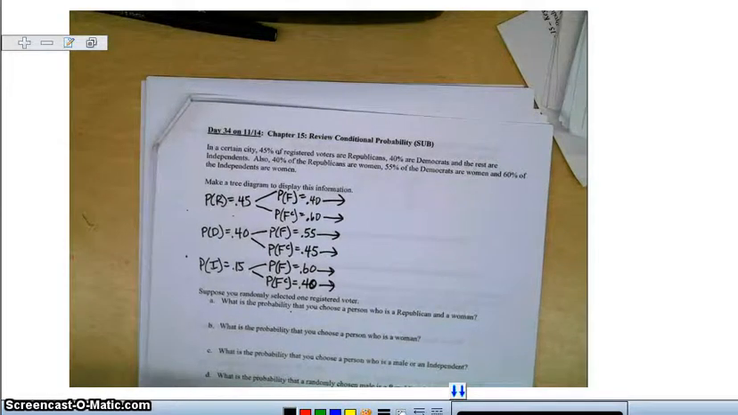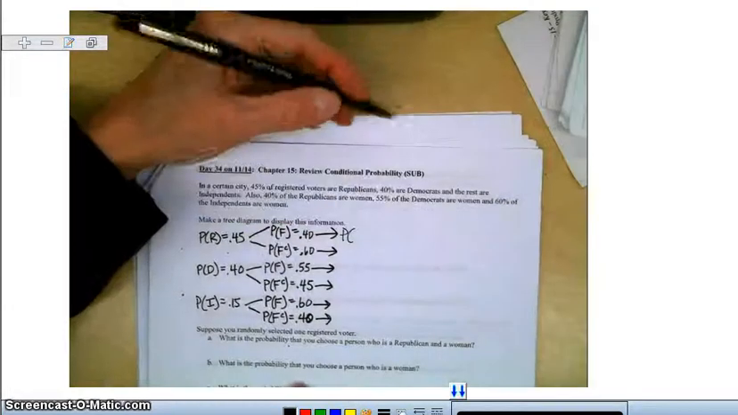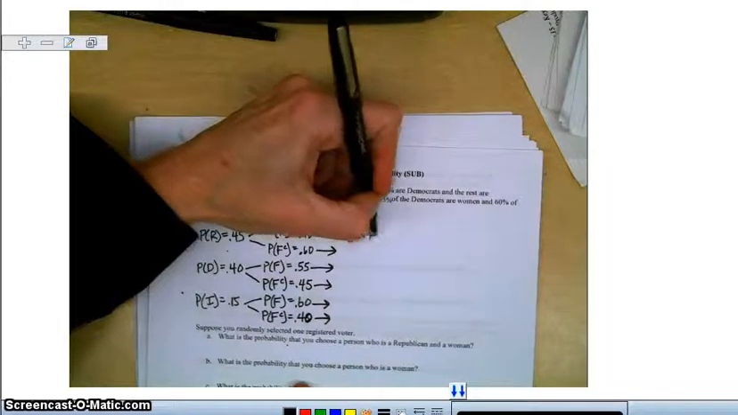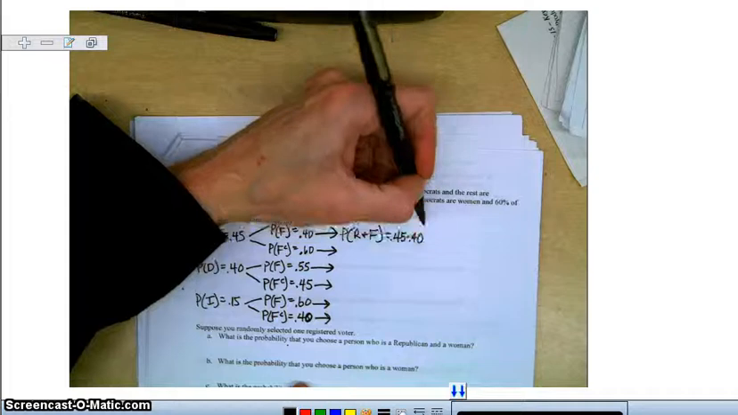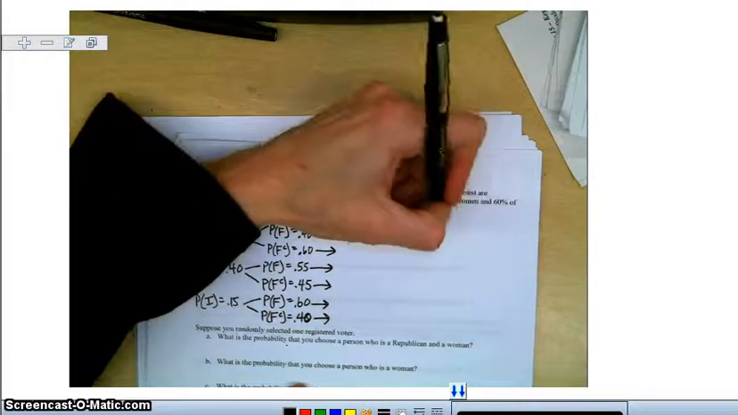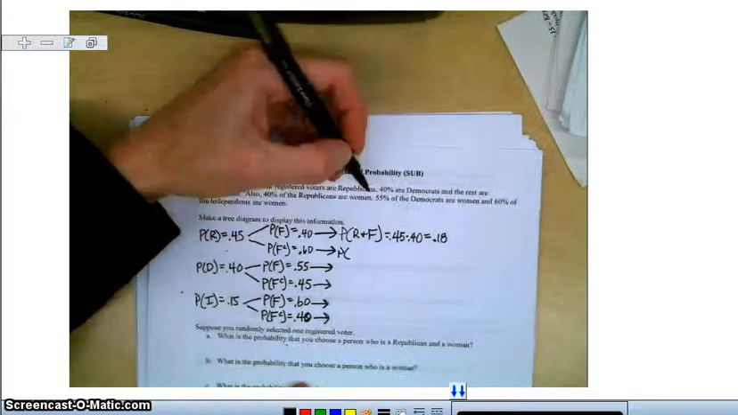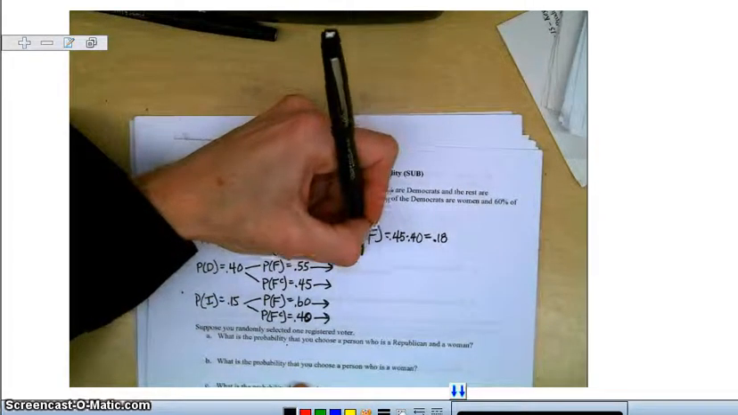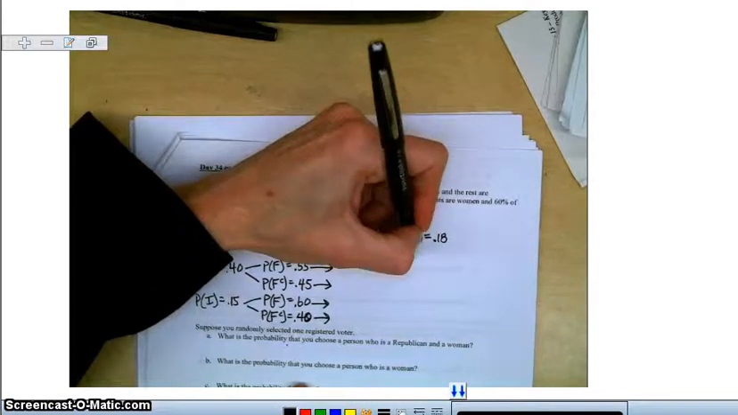Okay, so now, what is this? If I follow this branch, I'm finding the probability of what? That you're a Republican and a female, so that would be 0.45 times 0.40. What's that? 0.18. Okay. And what's the next branch? The probability that you are what? Republican and not a female. So that would be 0.45 times 0.60.